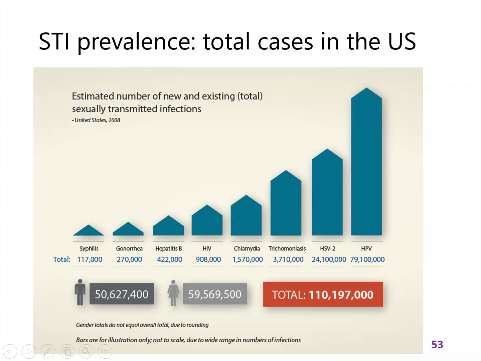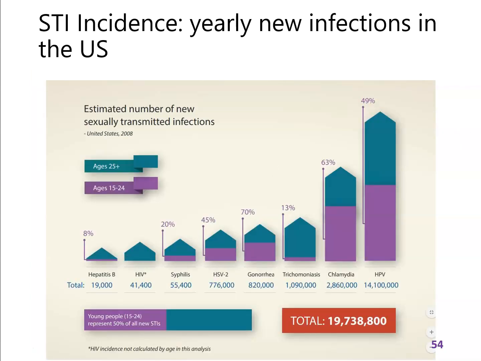These numbers are a little bit old. These are from 2008. I've seen some newer numbers, but the trends haven't changed. The point is that HPV is by far the most common STI in terms of how many total cases. And then if we look at how many new infections there are every year, again, it is by far the most common. And later in the term, we'll come back to this.